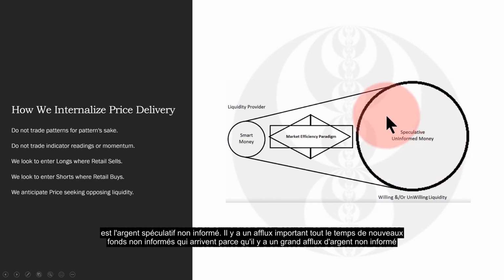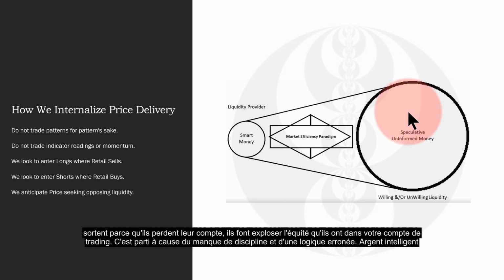There's a large influx all the time of new uninformed money coming in, because there's a large influx of uninformed money going out. They lose their account, they blow up whatever equity they have in their trading account, it's gone because of lack of discipline and a flawed logic.